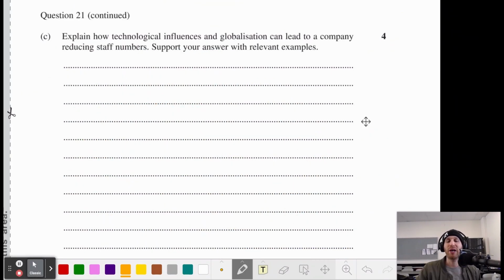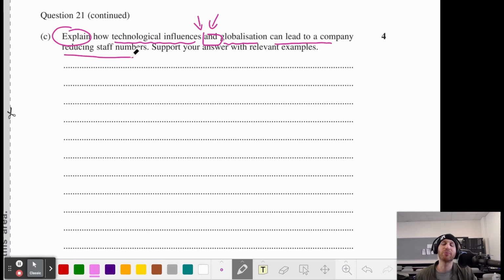Our last part of question 21 is about technology and globalization. So the question says, we'll just change it up in the color. Explain, fine, how technological influences, and I would really push that, right? Make sure that I understand that the answer has to contain both, and globalization can lead to a company reducing staff numbers. Okay, so I'm starting to see the focus of this question.